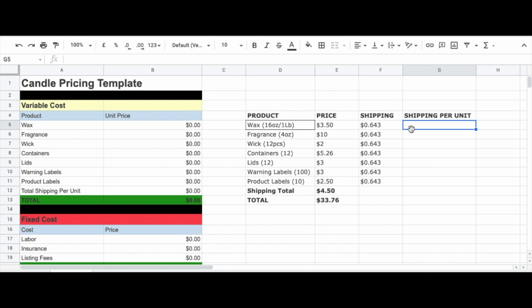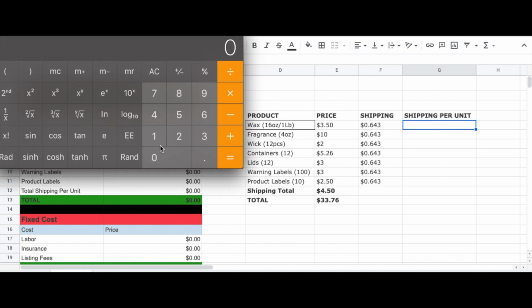So to find our shipping per unit, we're going to divide the cost of shipping that whole bundle. Okay, so now that we know how much it costs to ship 16 ounces of wax, we're going to find out how much it costs to ship 1 ounce of wax. 16 ounces of wax costs 0.643 to ship. So if we're shipping 1 ounce of wax, it would be 0.643 divided by 16, which is 0.040.